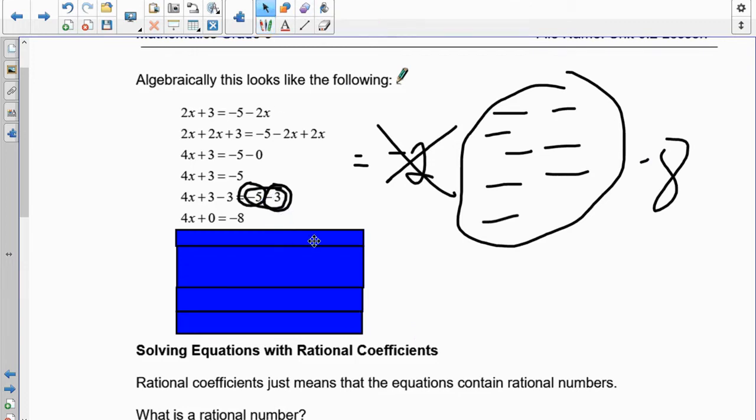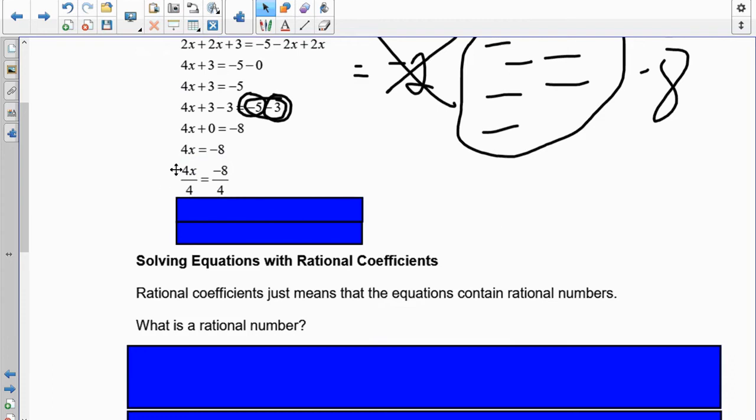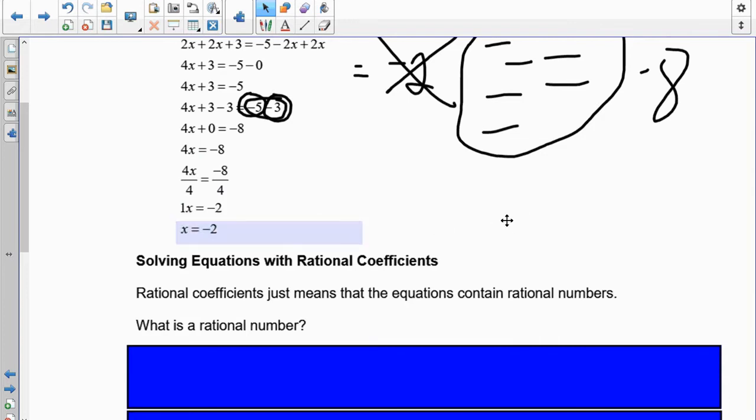All right. Cleaning it up, I now have 4x is equal to negative 8. So I'm multiplying by 4x, so we can now divide by 4. 4 divided by 4 is 1x. Negative 8 divided by 4 is 2, and it's negative. And of course, my answer is x equals negative 2.